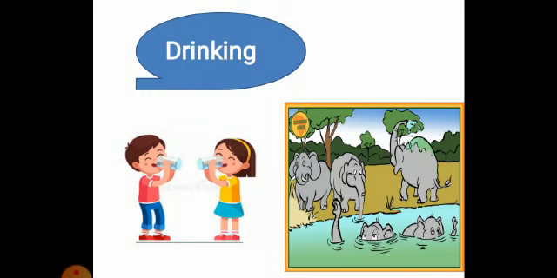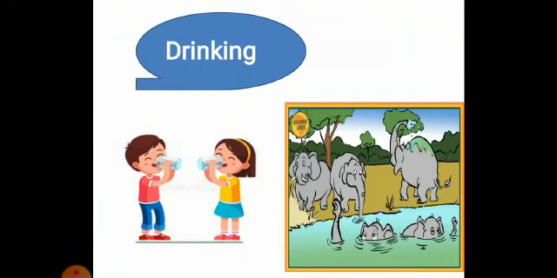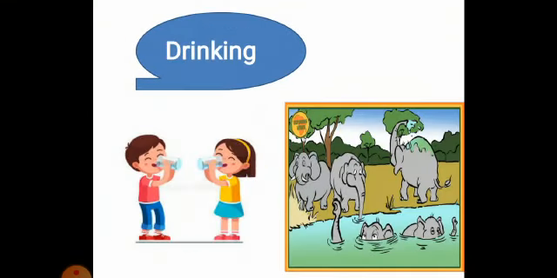Number 1. Drinking. Repeat after me. Drinking. All living things need to drink water. Again, drinking. Next, what is she doing here? She is watering the plant, so it's planting. So the first things are drinking and planting. What is she doing here? She is washing clothes. So this is a use of water. Repeat it with me in a loud voice.